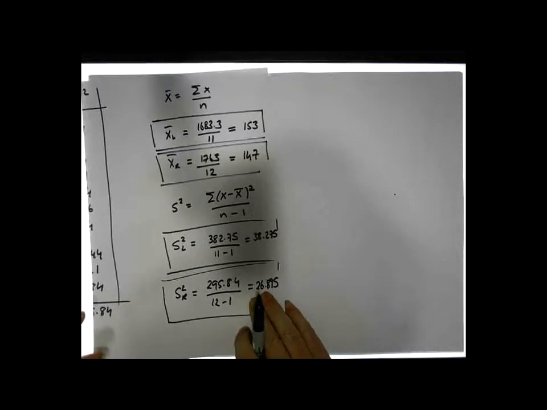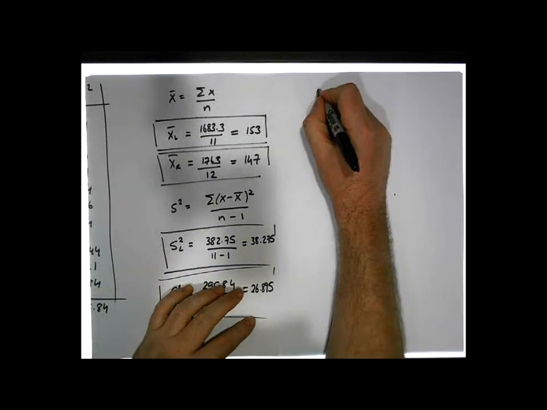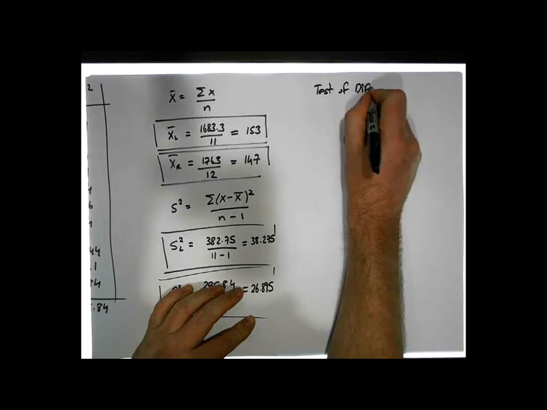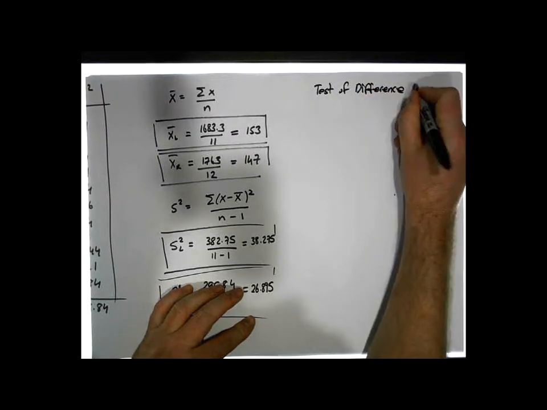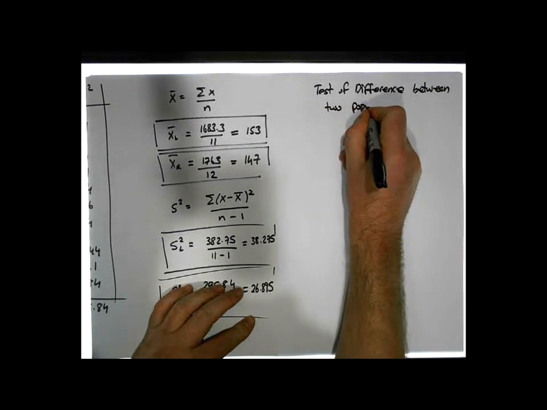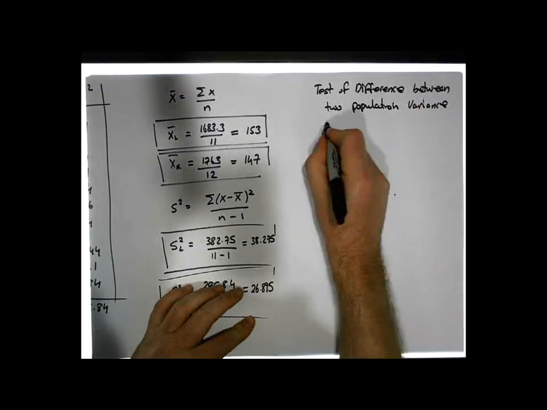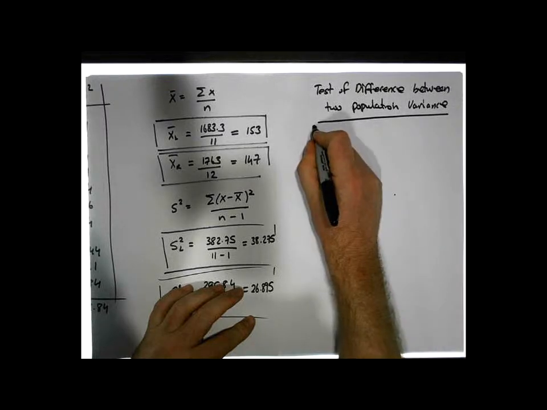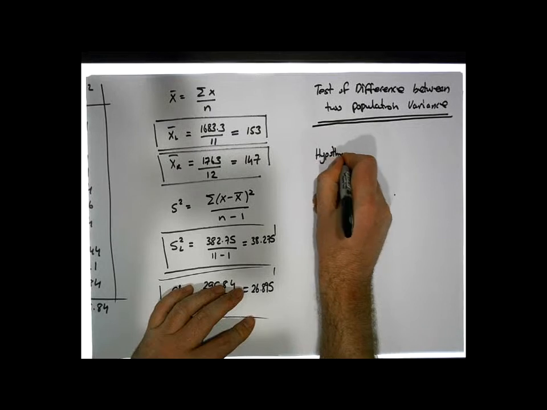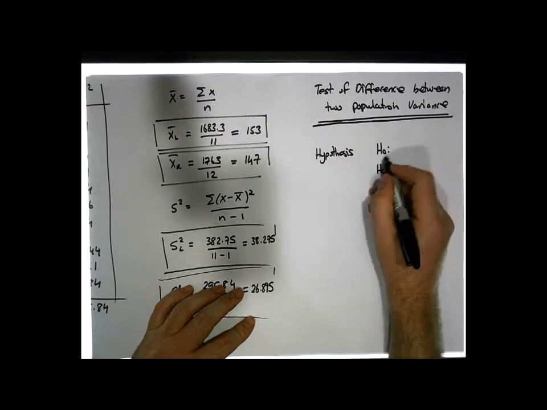So moving ahead now, I'm into the F test. Here's the test of the difference between two population variances. It's just a hypothesis test. It's a 5-step process. So we have the hypotheses. It has a null position and an alternative. In the null, we assume that there's no difference.